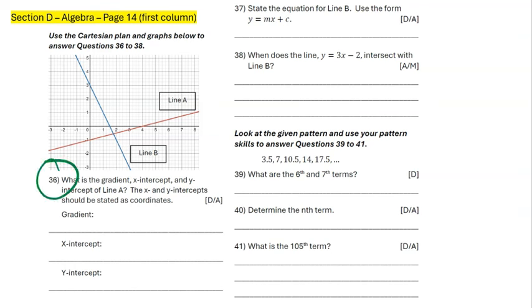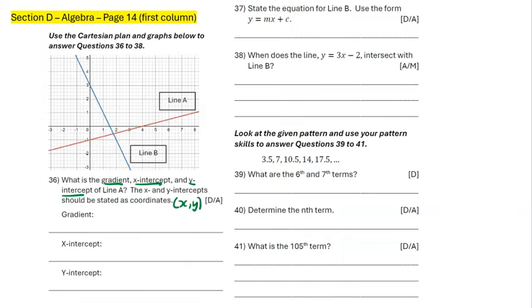But question number 36, what is the gradient? So there's a few things we need to do. Gradient, x-intercept, and y-intercept of line A. And it clearly notes the x and y-intercepts should be stated as coordinates. So remember coordinates when it's like x, comma, y, and you've got the two numbers in there as well.